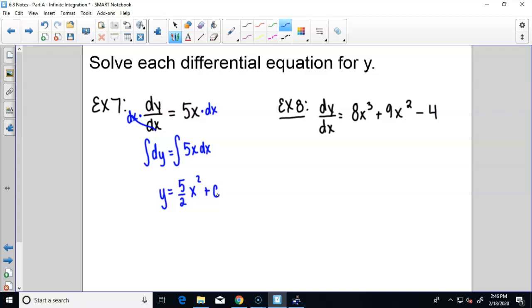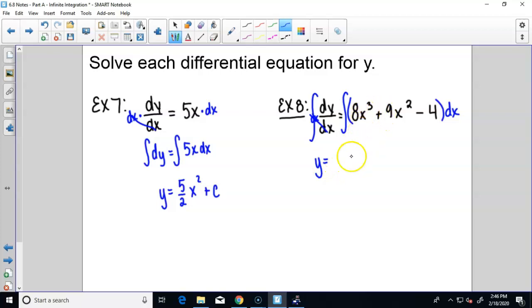Okay. And you can check these really easily just by making sure that the derivative does equal 5x. So if you multiply 5 halves by 2, you get 5. Subtract 1 from the exponent, that will give you 5x. Okay. So over here on example 8, you would multiply both sides by dx, and then you would integrate both sides. Don't necessarily have to write that step, but it is going to give you y equals.